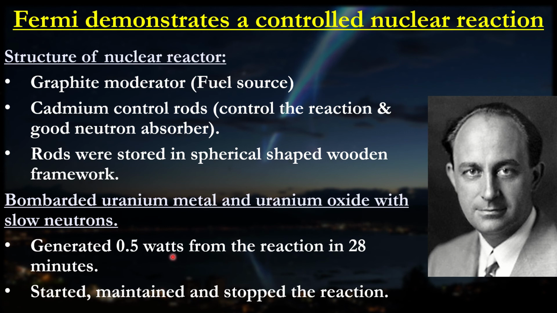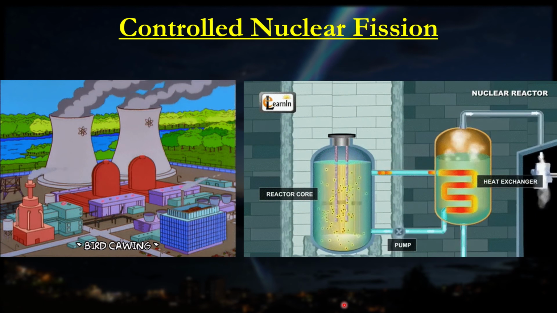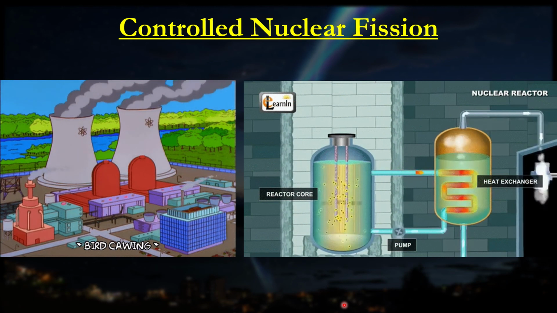Now if you know much about power, it's not a lot, but the important thing was he was able to show you can generate your own nuclear reaction, you can maintain it, and you can stop the reaction. So you had that control that no one actually knew of or was able to produce at the time. And so I guess what that leads us to is the most famous type of controlled nuclear fission, and that is nuclear power plants.